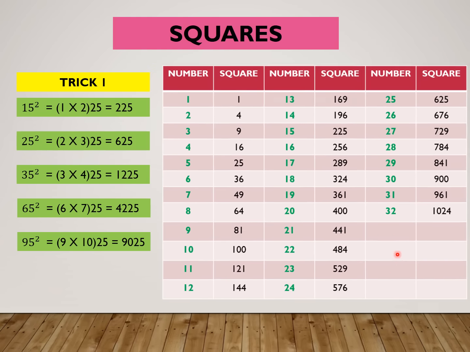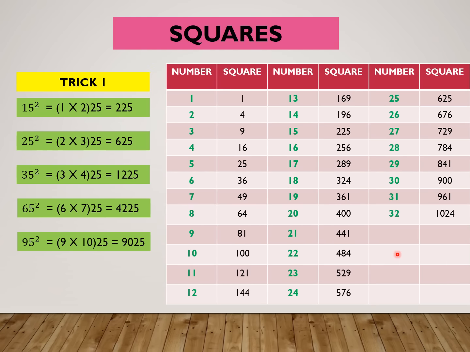Now the answer to the question: up to which number's square should I remember? The majority of questions asked in exams use a square between 1 and 32. So what I suggest is that you should follow trick 1, that is finding the square of numbers ending at 5, and remember the squares of numbers between 1 and 32. Do not waste your time learning a lot of tricks, as when you face a question in the exam, under pressure of time you will forget to utilize these techniques and go back to the basic rule of multiplication.